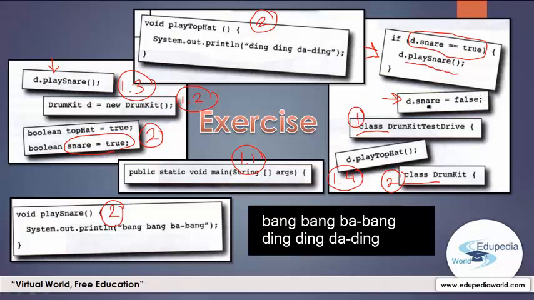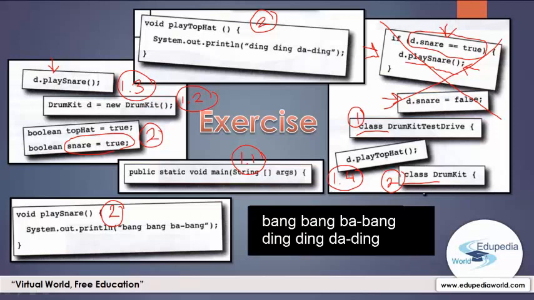So if the snare variable is false, this condition would be false, and we are not going inside the if statement and calling the play snare method. So actually we do not need these two code snippets to come up with this output. So let's try to find out where the missing curly braces are.